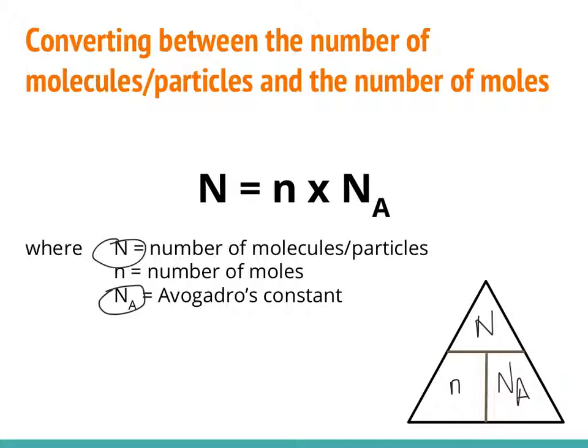For those who haven't used triangles, if you were solving for the number of moles, you would cover up the number of moles. So let's cover that up. We'll just scratch it out. And so that would equal N, and then the line means divided by Avogadro's constant. If you wanted to solve for the number of molecules, you would cover that up, and that would equal n times N subscript A.